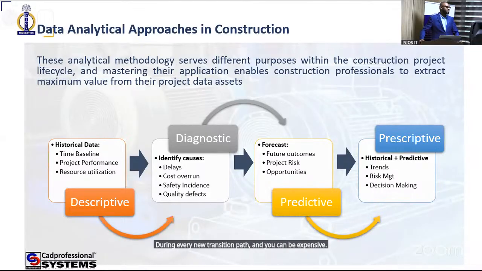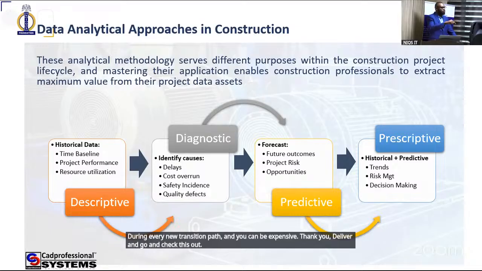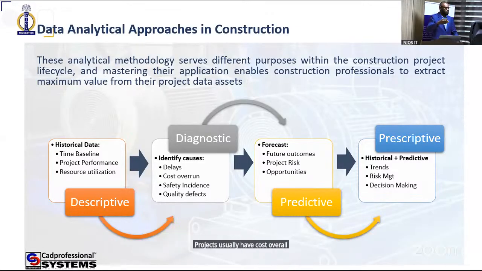Take it anywhere and go and check it. Whenever, in any year, you have a new transition from one government to another government, projects usually have cost overrun. So I call us to go and check, go and verify. When Buhari came in, he had a similar thing. Between July and October, there was a major price shift.